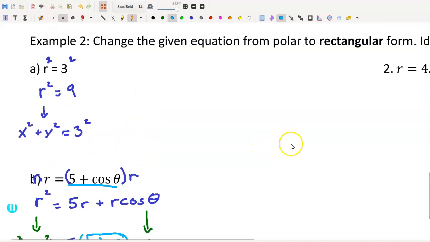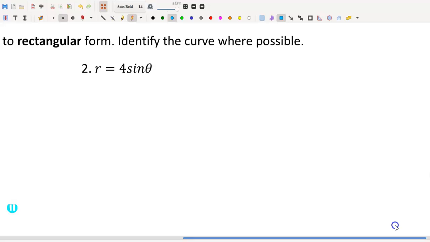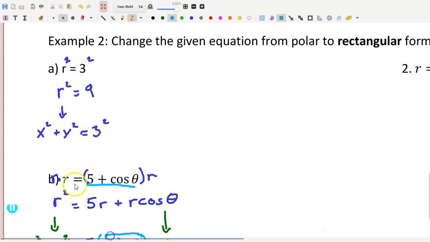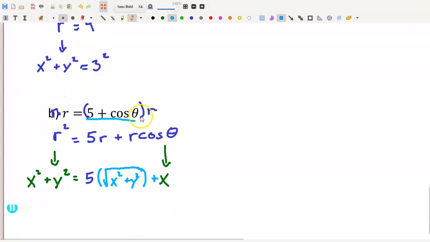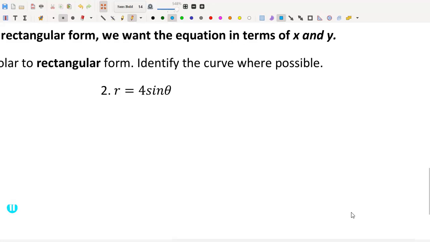Okay. All right. So let's go ahead and do this last one. So we had two examples, right? One was we squared both sides. That helped us. This one we multiplied both sides by r, and that helped us here. So what should we do here, looking at this? Should we square both sides or multiply both sides by r?